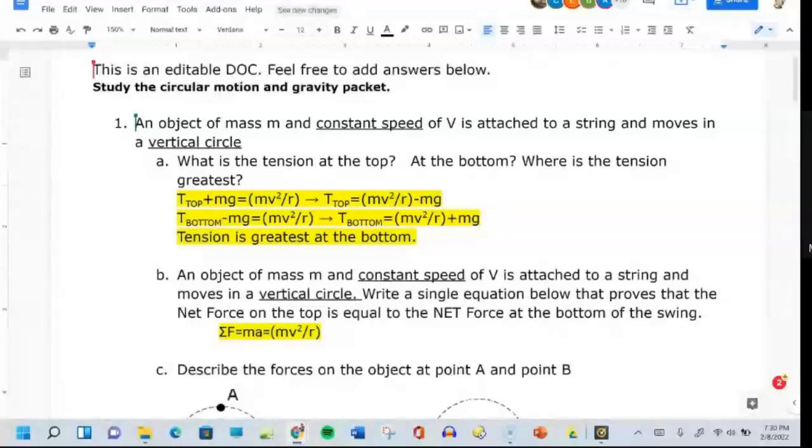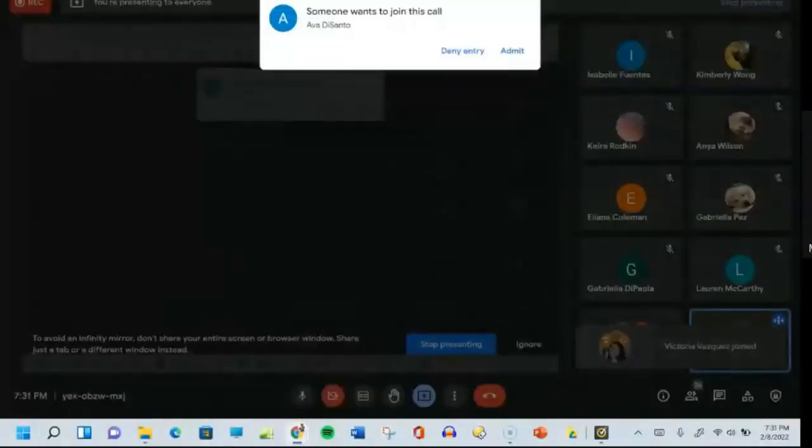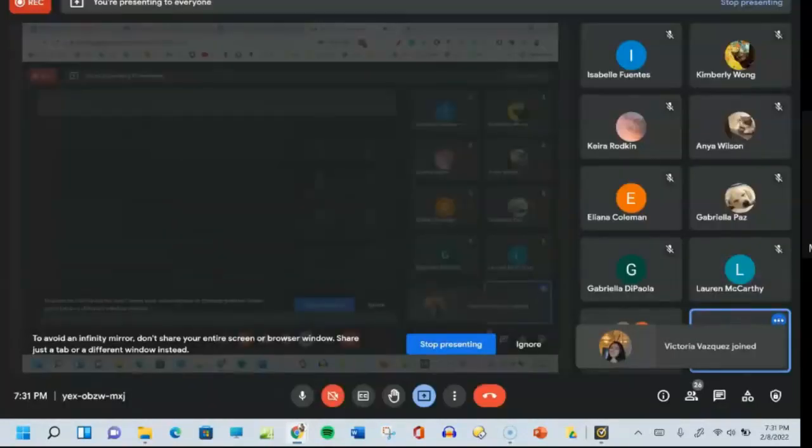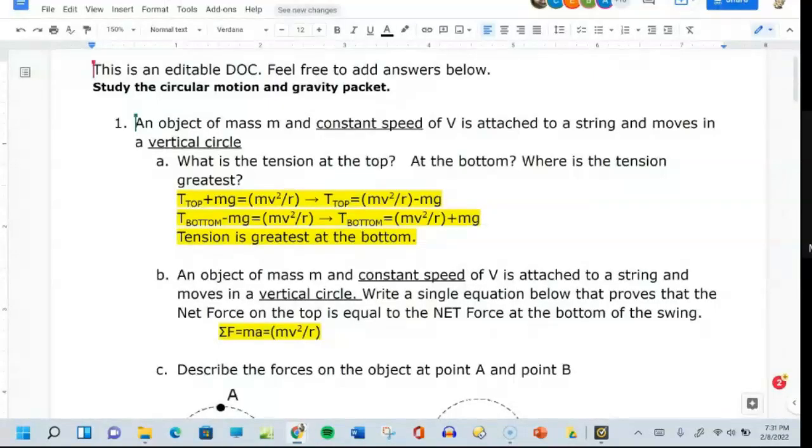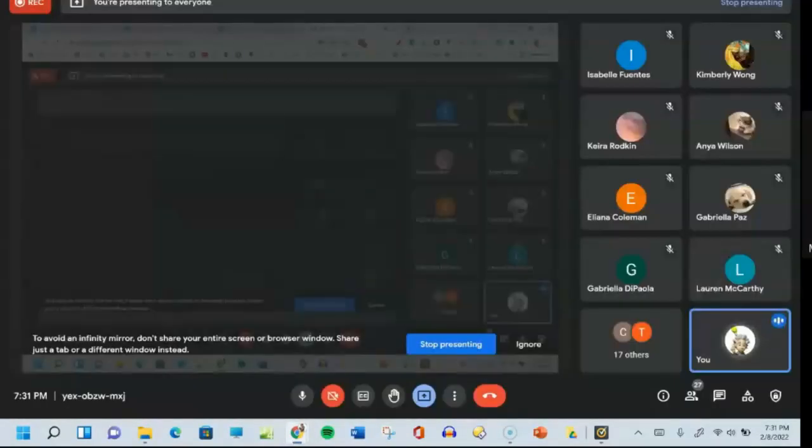Why? Let's take a look at the tension at the bottom. The tension points to the middle, so it makes it a positive force. Anything pointing to the middle is a positive force. The mg points at the bottom, away from the center. It's a negative force. Add mg to both sides, and you get that the tension at the bottom is the greatest, because the centripetal force has to exceed the weight. The string's tension must exceed the weight by whatever centripetal force you need.